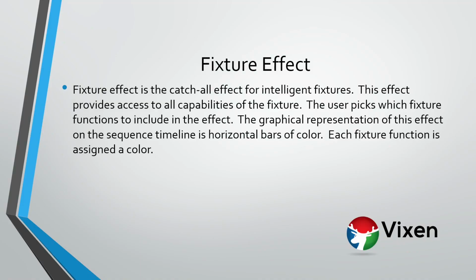The last effect we're going to talk about is the Fixture Effect. The Fixture Effect is the catch-all effect for intelligent fixtures. This effect provides access to all the capabilities of the fixture. The user picks which fixture functions to include in the effect. The graphical representation of this effect on the sequence timeline is horizontal bars of color. Each fixture function is assigned a color.